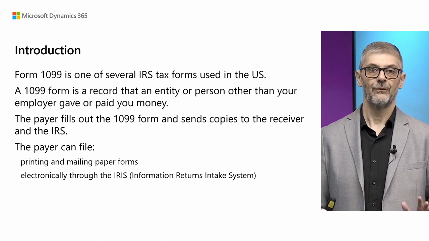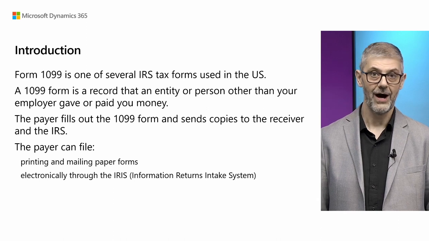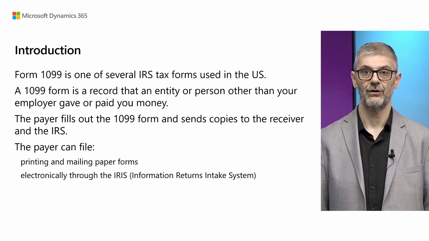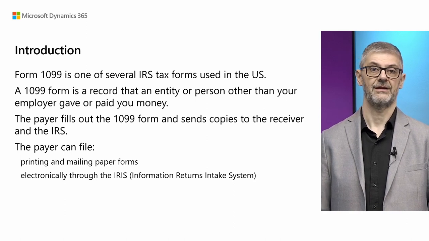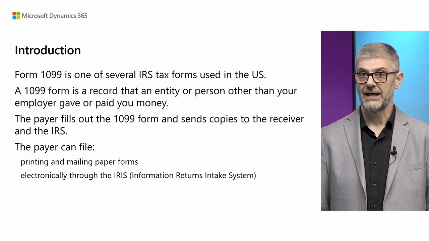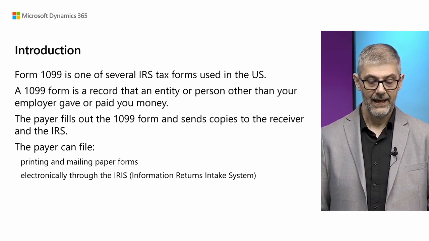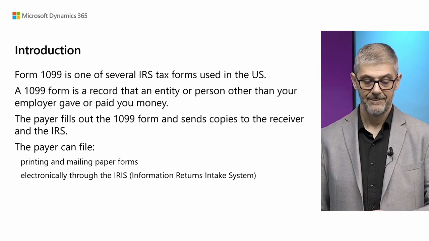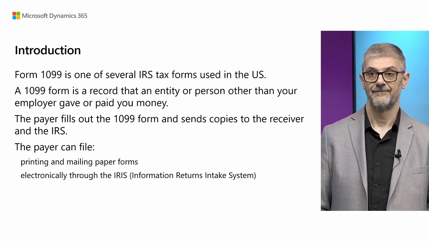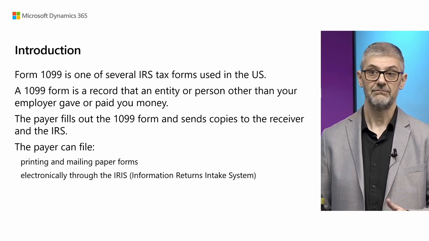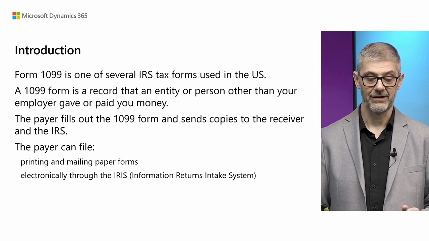Let's remind ourselves what Form 1099 is, if you didn't work with it earlier. Form 1099 is one of several IRS tax forms used, as I mentioned, only in the United States. A 1099 form records that an entity or person other than your employee paid you money. That means the payer must fill in the 1099 form and send a copy to the receiver, in our case the vendor, and the other copy to the IRS.